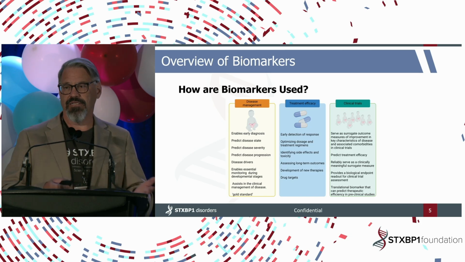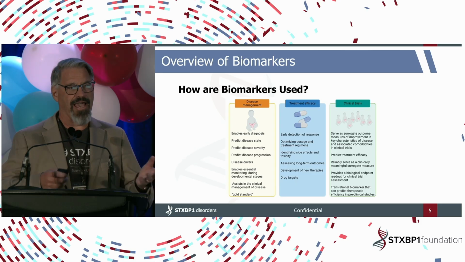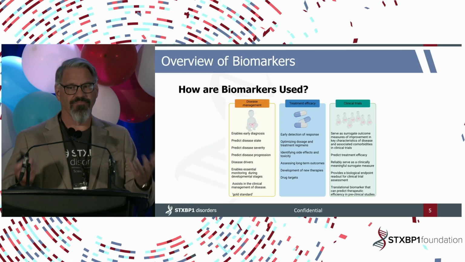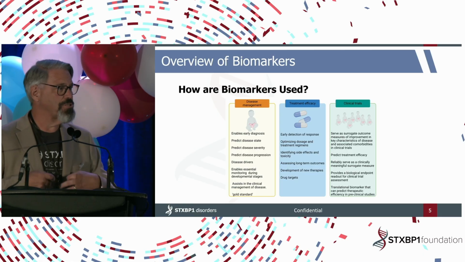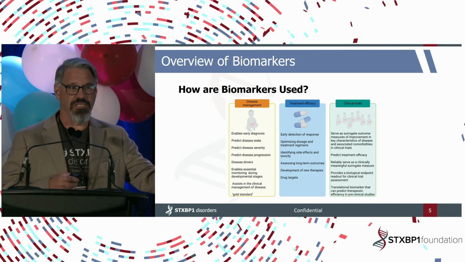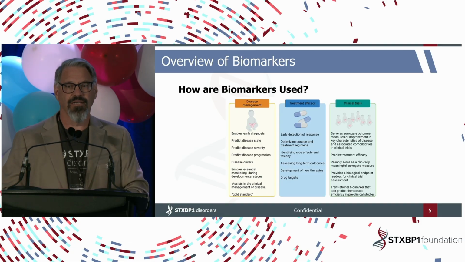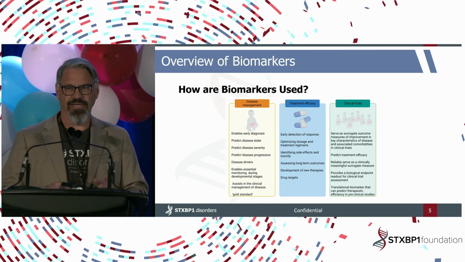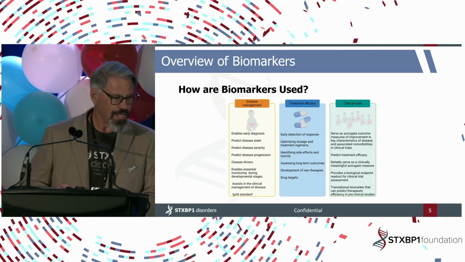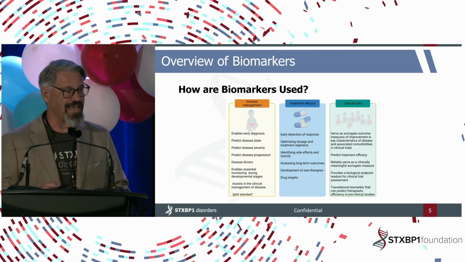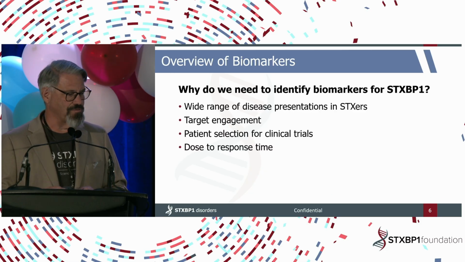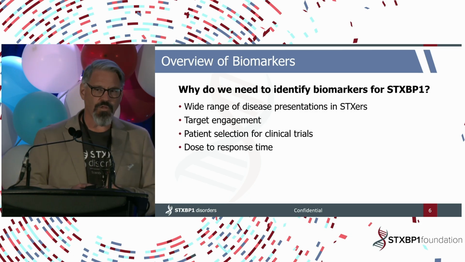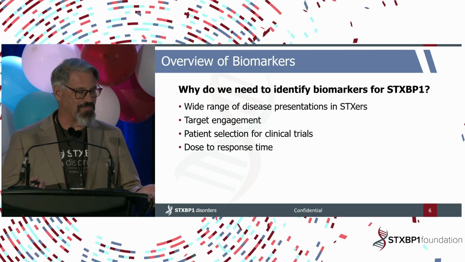So for some clinical trials, instead of showing that you're having an effect on a person's symptoms, if you can show that a biomarker is changing, that's good enough for the FDA. Okay, those are very difficult biomarkers. We probably won't be able to have something like that for STXBP1, at least for a while. But importantly, that second set with the treatment efficacy is probably the types of biomarkers that will be most useful. Why do we need biomarkers for STXBP1?